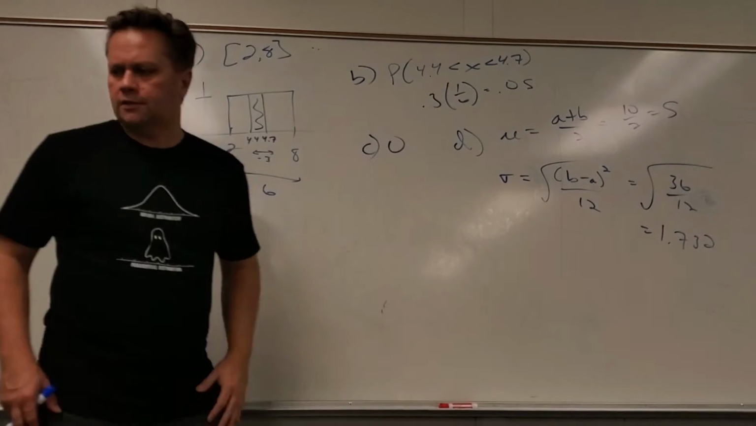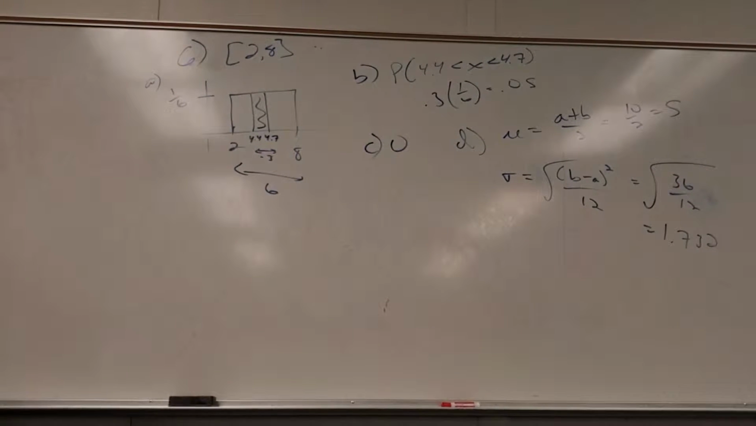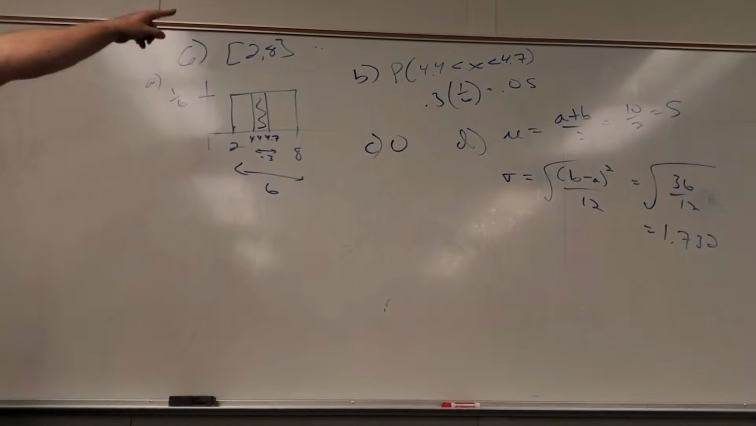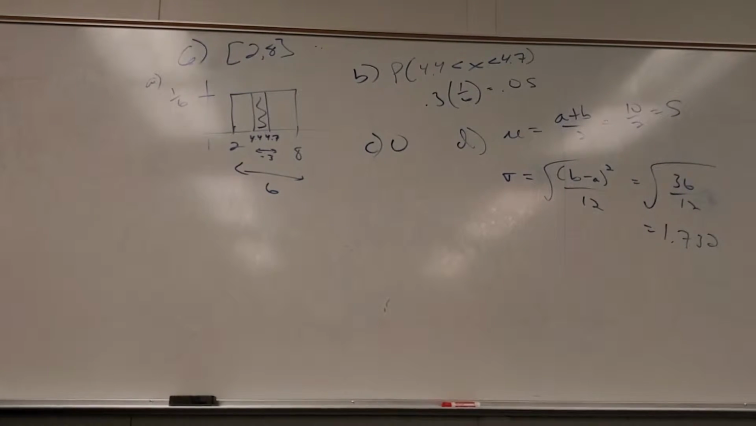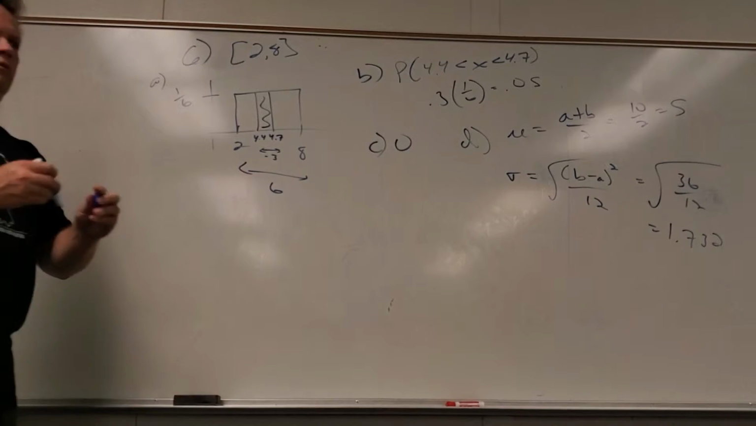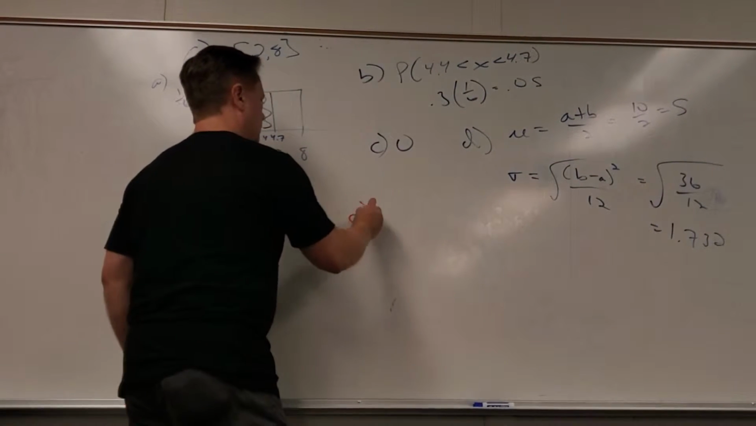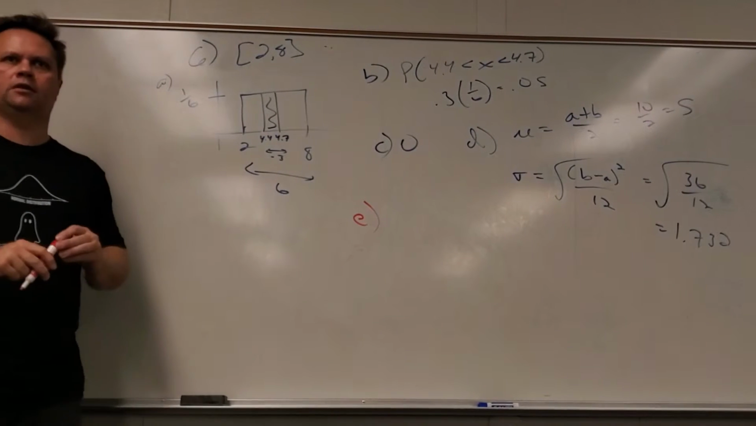So look at part E, this is where things get interesting. Part E says, a sample of size 43, find the probability that the sample mean is between 4.4 and 4.7. So I love this question. Part E is the important, interesting question in this series.